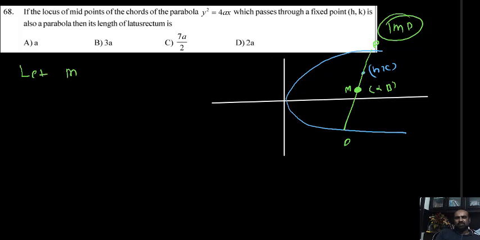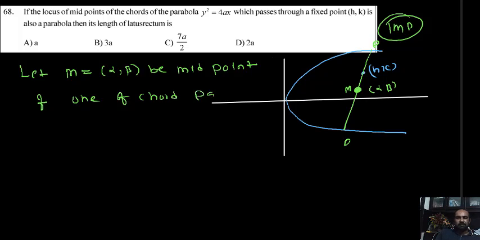Let M equal to alpha comma beta be the midpoint of one of the chords passing through h comma k. So we want to find the locus equation of M, meaning we want to establish the relationship between alpha and beta. At last, instead of alpha you write x, instead of beta you write y. That gives the locus equation.